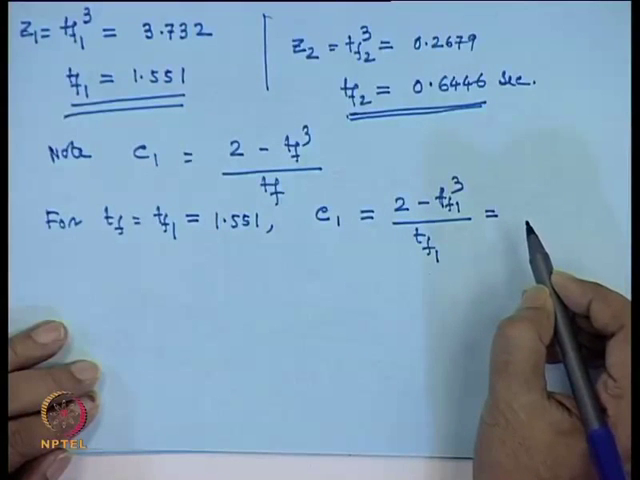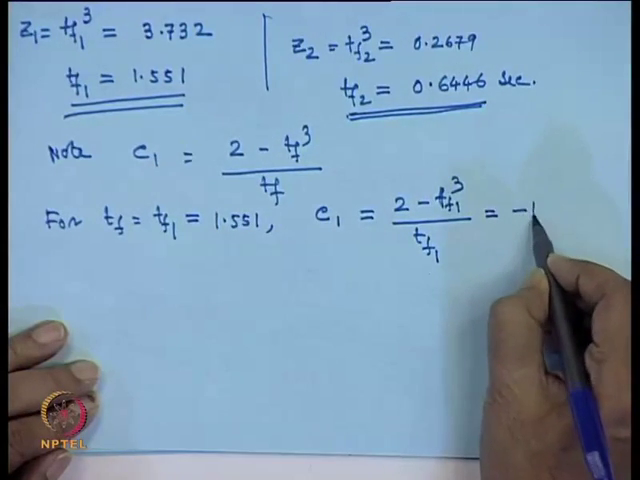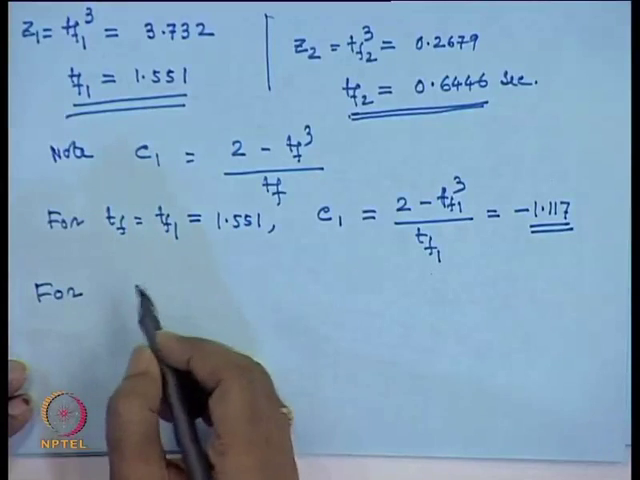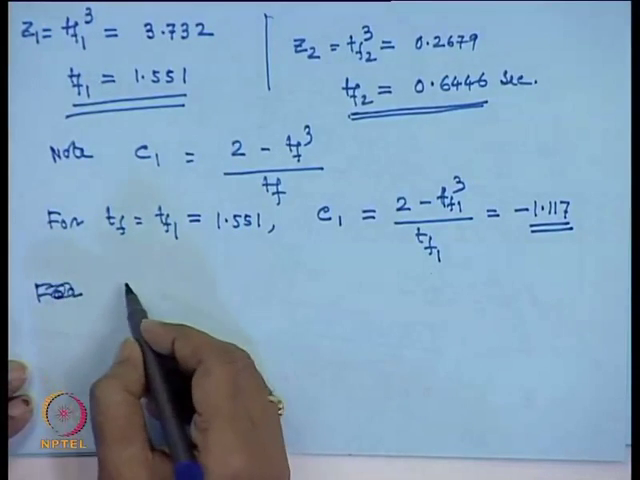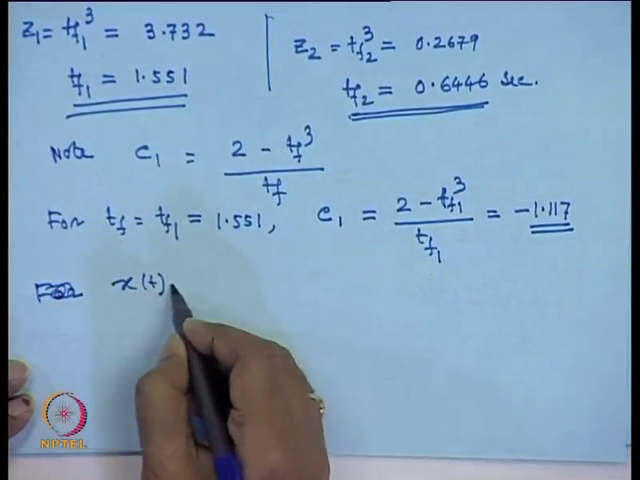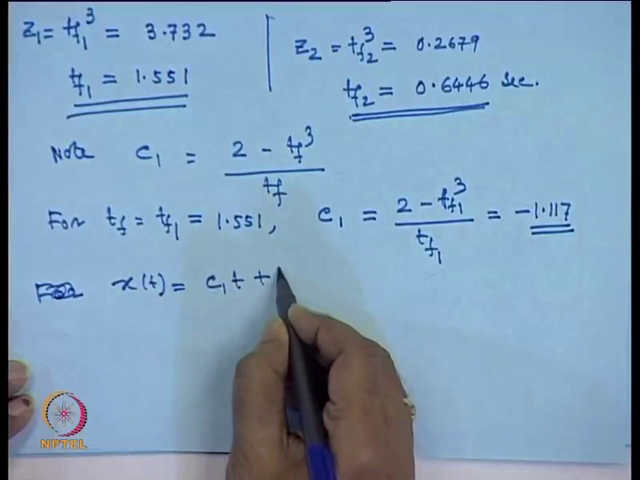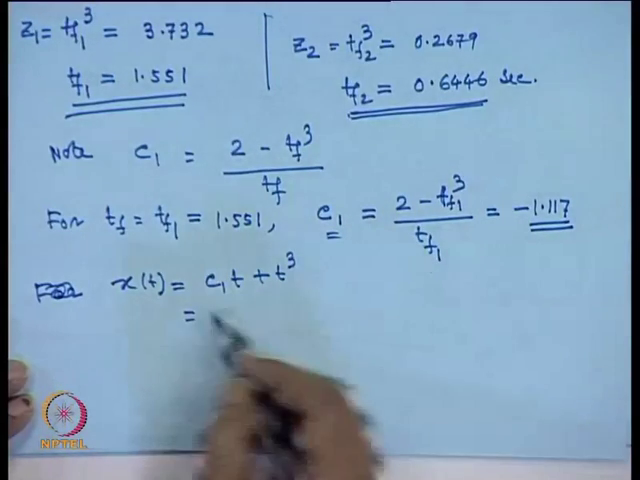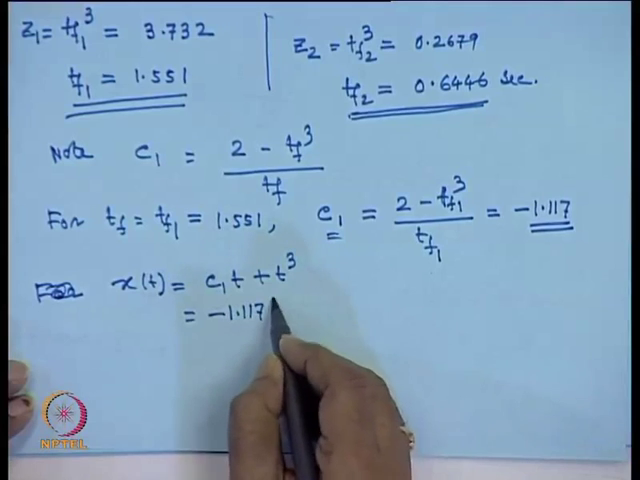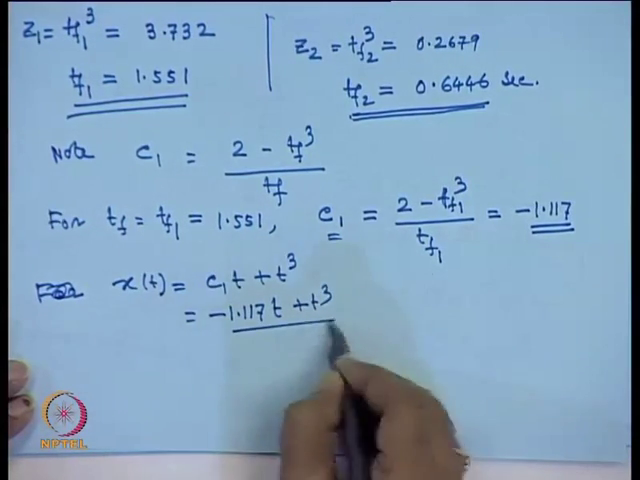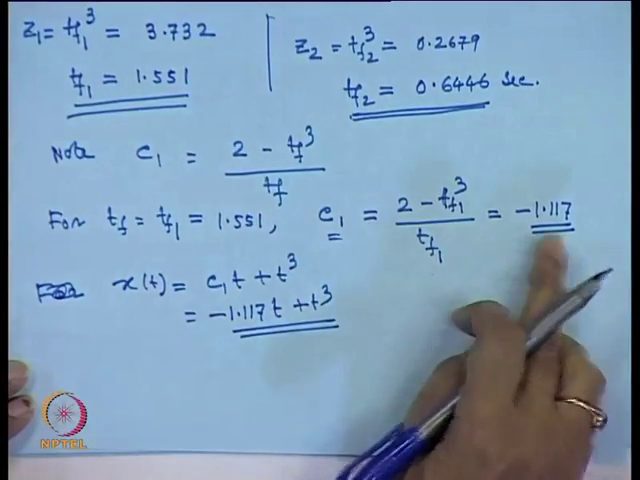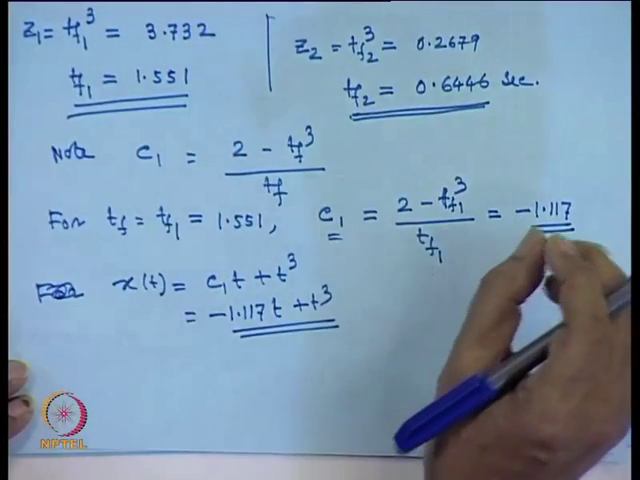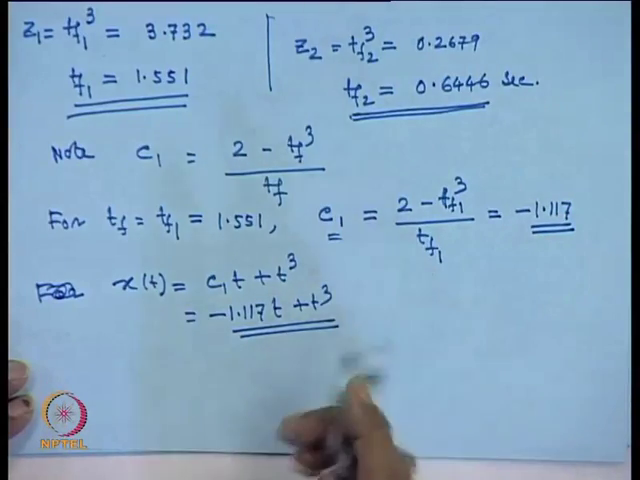Okay, t f 1. So, that value will come minus 1.117. For another case, what is our trajectory? x(t) is equal to c 1 t plus t cube, and I know the c 1 value for one case is minus 1.117, so x(t) is minus 1.117 t plus t cube. So, this is the optimal trajectory for this one: at time t f 1 equal to 1.5551 second, the state variable x(t f 1) will reach 2 units. This is one solution.